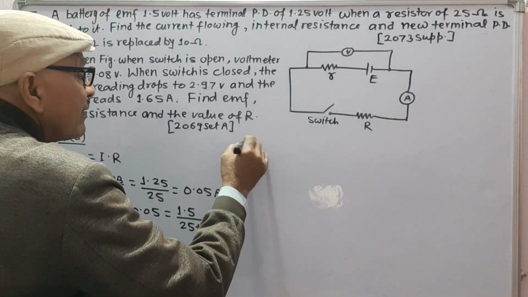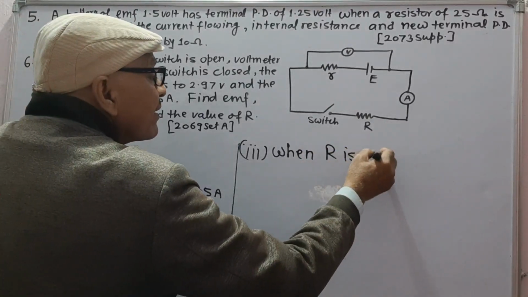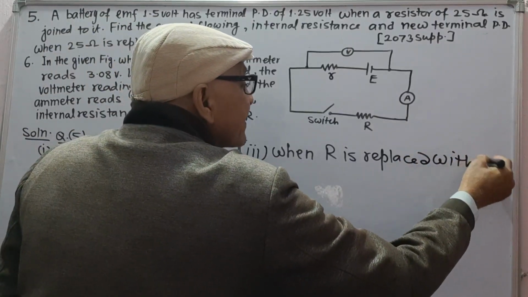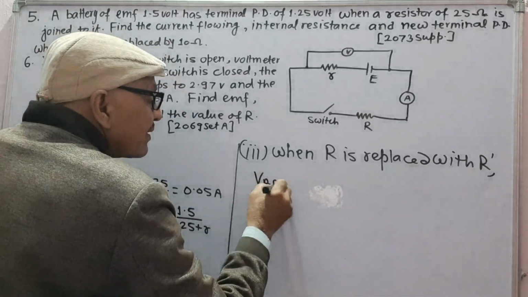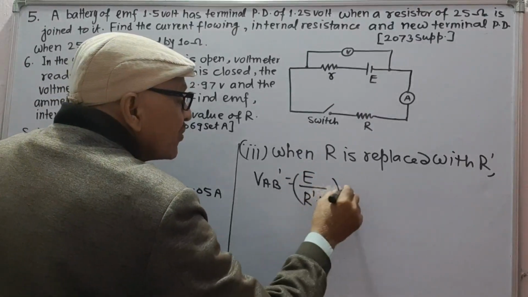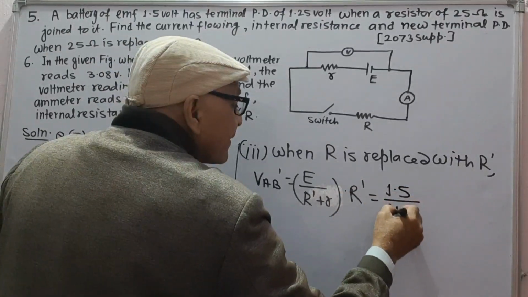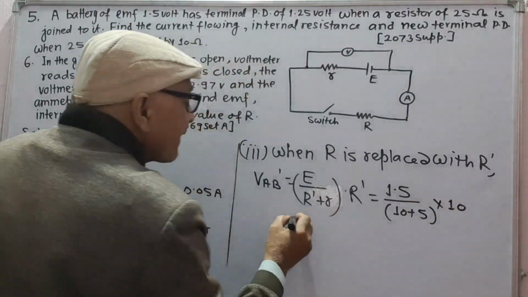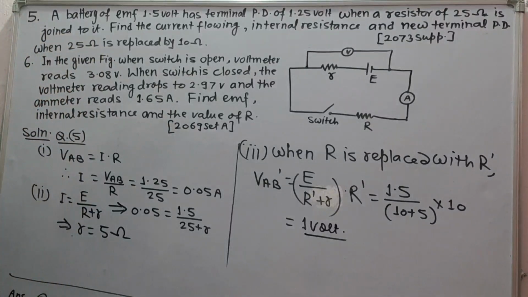Third part, when R is replaced with R dash, then VAB dash will be equal to E upon R dash plus r, into R dash, which gives 1.5 upon 10 plus 5 into 10, which gives 1 volt. So the new terminal PD will be 1 volt.